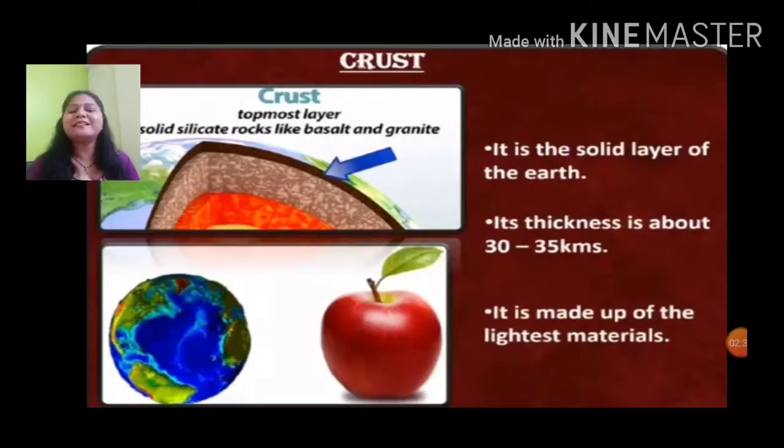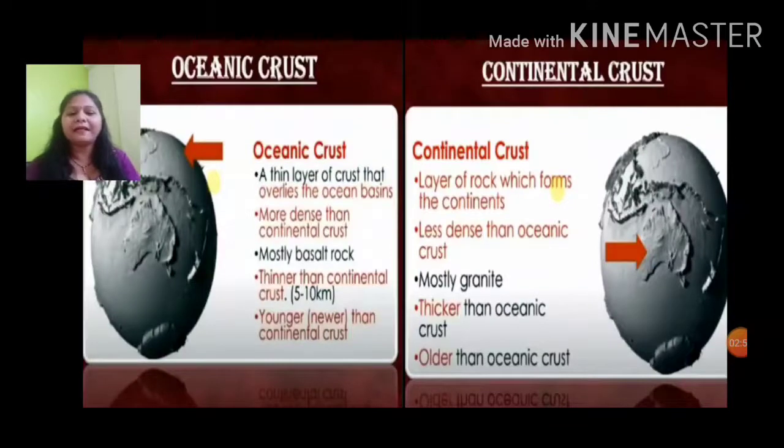Its thickness is about 30 to 35 kilometers, and it is as thin as the skin of an apple. That way it is very thin, and inside is like the flesh of the apple. It is made up of the lightest material. Now the crust is further divided into two parts, called the oceanic crust as well as the continental crust.